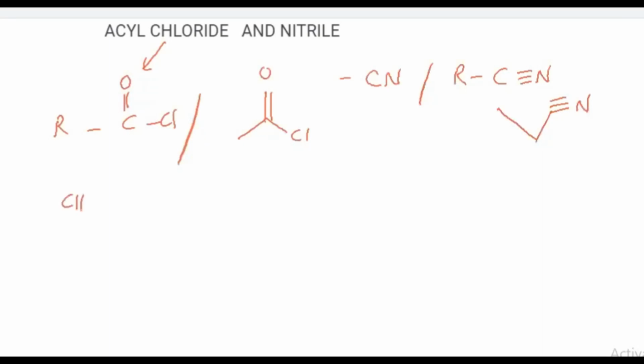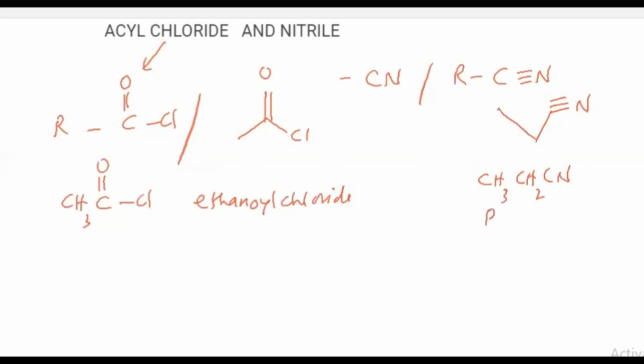Now, if I say that this is the compound CH3C double bond OCl, the ending is oyl chloride. Now, this contains two carbon atoms, so this is ethanoyl chloride. And the ending of nitrile is nitrile, so this contains CH3, CH2, sorry, three carbon atoms. So this is propanenitrile.